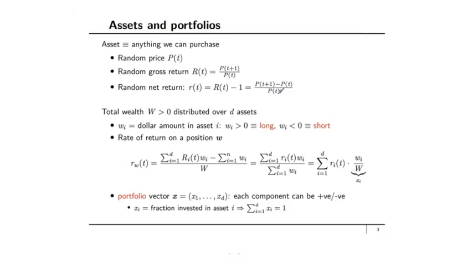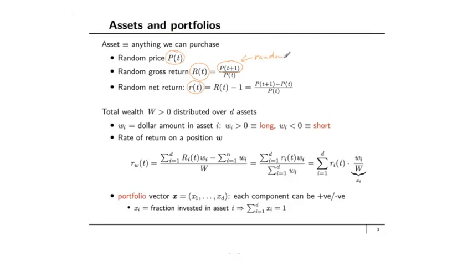I want to point out that both capital R_t and little r_t are random quantities. These are random because the price at time t+1 is random. Price at time t, which is right now, is known, but the price at time t+1 is random, and therefore these returns are going to be random.